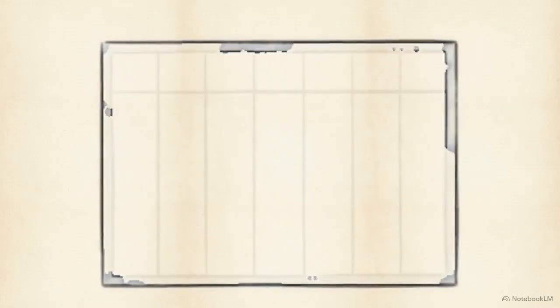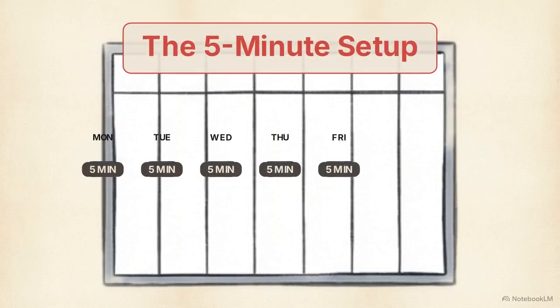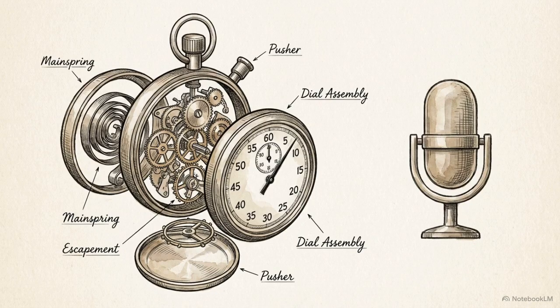We can combine these exercises into a sustainable daily protocol called the 5-minute setup. Follow these steps for 5 minutes every morning. Narrate your actions internally using short chunks and strictly forbid yourself from translating.